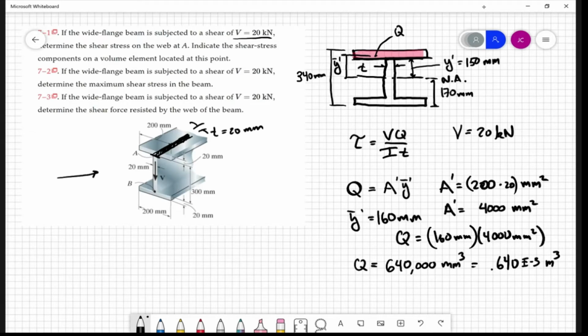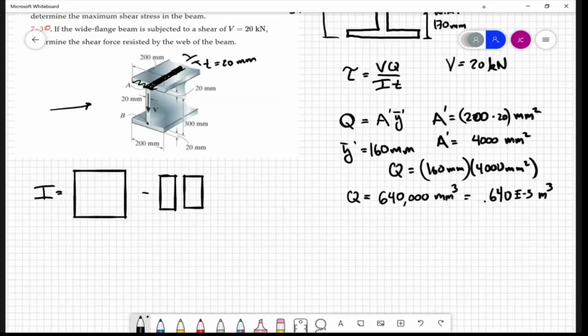All right. So now the last thing we have to do is calculate I. I is the I for the entire cross section, for the whole I-beam. To get the I for the I-beam, I'm going to take the I for the full outer rectangular section, and then subtract the I from these little cutouts. Does that make sense? This is the negative area, these little side cuts. The reason I'm doing that is because I don't have to do parallel axis or anything. It makes my life a little easier.